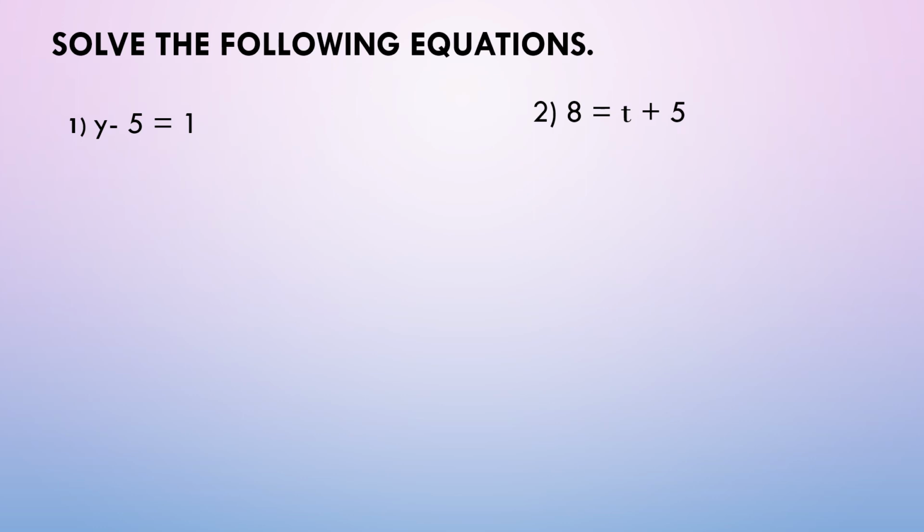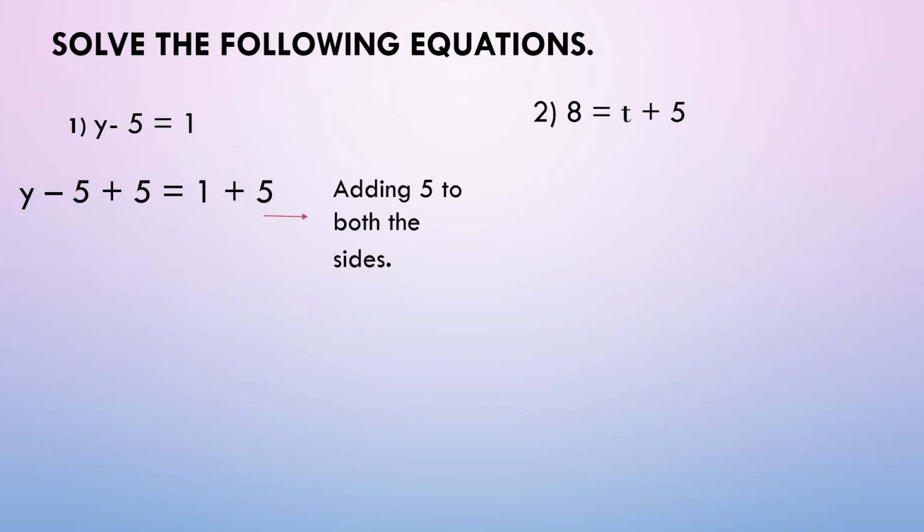Addition property of equality. So y minus 5 plus 5 is equal to 1 plus 5. So you are adding 5 on both the sides. Okay. So minus 5 and plus 5 becomes 0. So y plus 0 is equal to what? 6. So y is equal to 6.